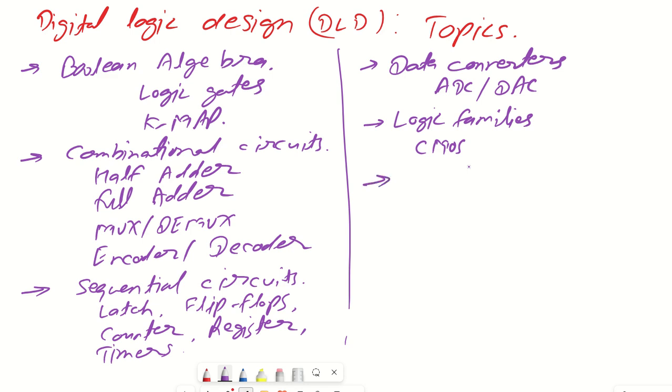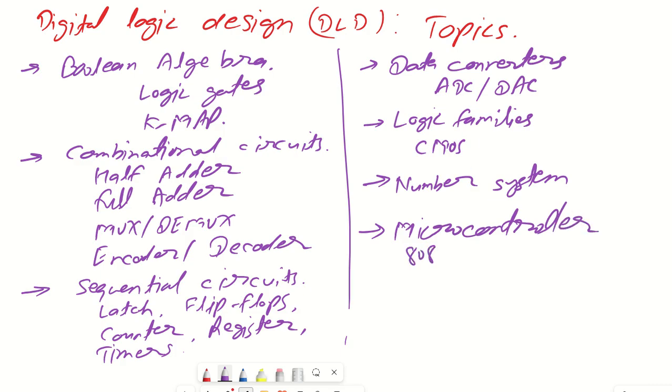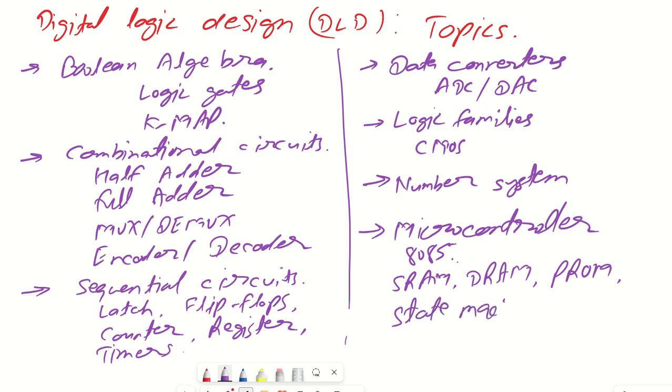And a very good topic is going to be number systems. Like we have binary, hexadecimal, octal, all these kinds of number systems and their algebra that we will be seeing. Okay, and then at last we will try to see microprocessor or microcontroller. In microcontroller we will see 8085. Sometimes many questions are asked in this as well. So basically we will try to have the concept of what is SRAM, then DRAM, then PROM, and we have state machine as well. This is a very important topic, state machine. Alright, so these are the particular topics that we will be seeing.